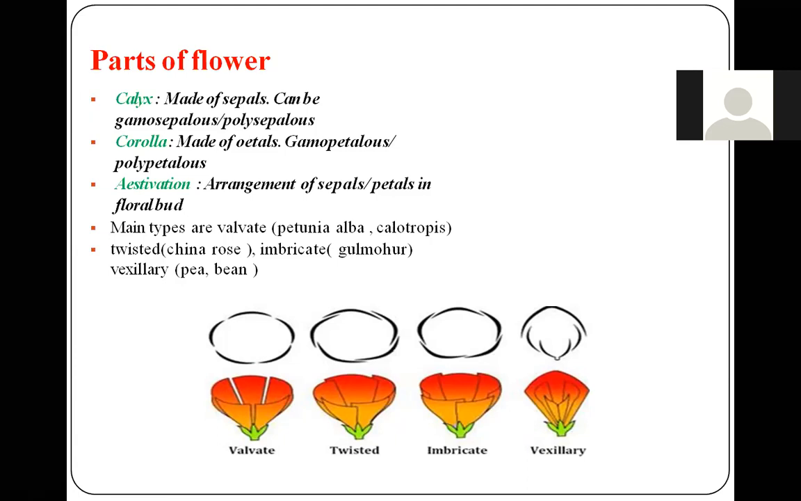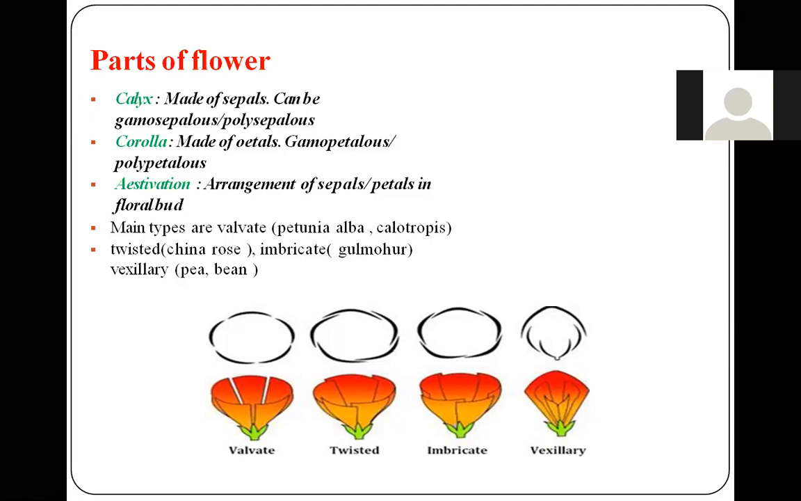See, these two things are different. Gamosepalous means the sepals are present in singular form, that is, they are not fused with each other. Polysepalous means they are fused with each other, and for this reason they are said to be polysepalous. That means so many sepals are fused with each other.